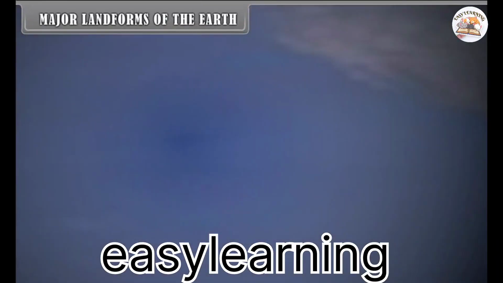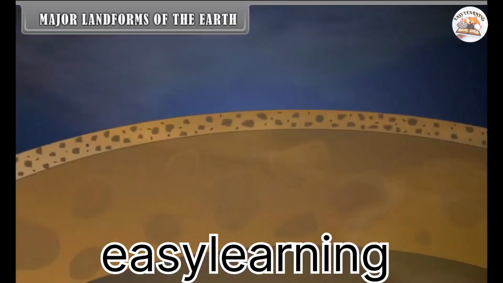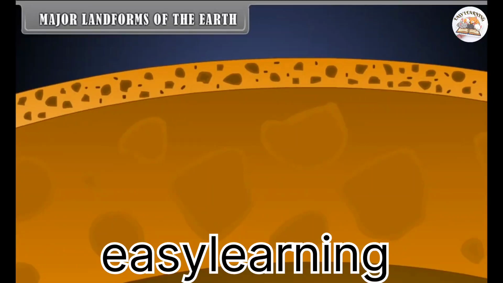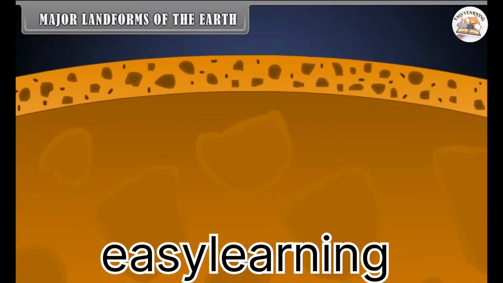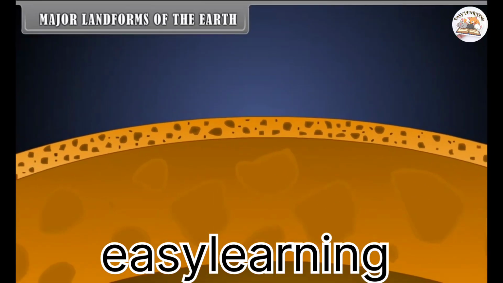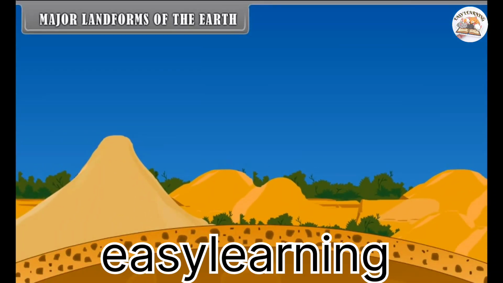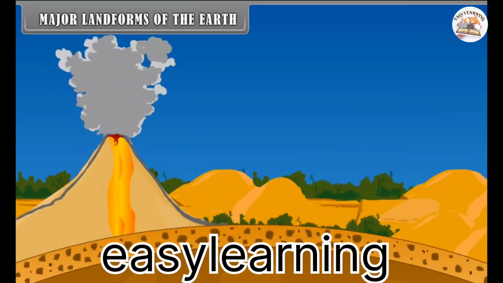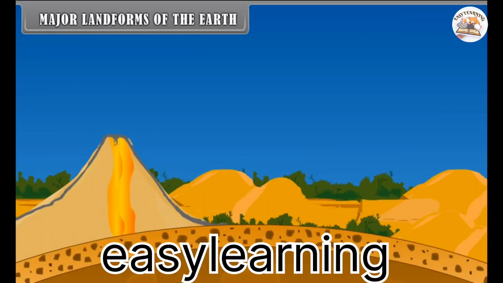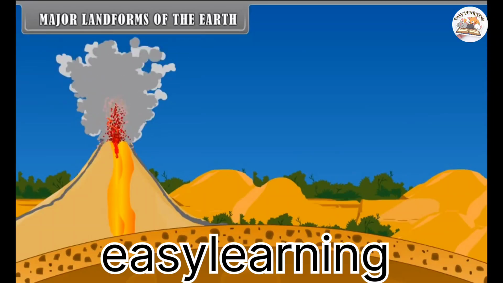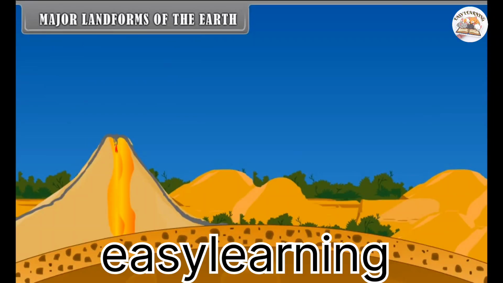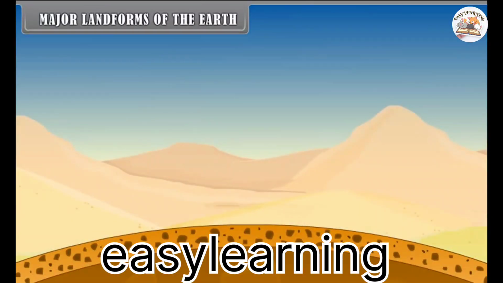Major landforms of the Earth. The crust of the Earth is made up of rocks. This crust is neither permanent nor stable. Due to the tectonic forces, the Earth's crust is continuously changing, but the change is very slow. Earthquakes and volcanic eruptions bring abrupt changes on the Earth's surface. All these changes on the Earth's crust give birth to different types of landforms.